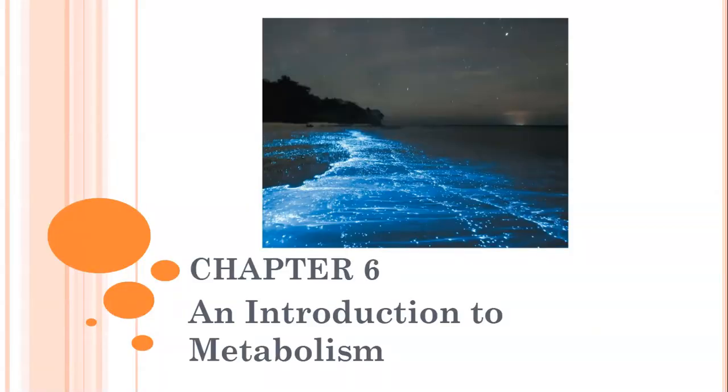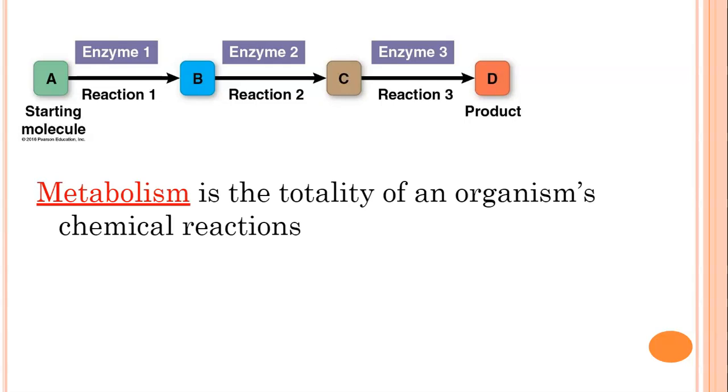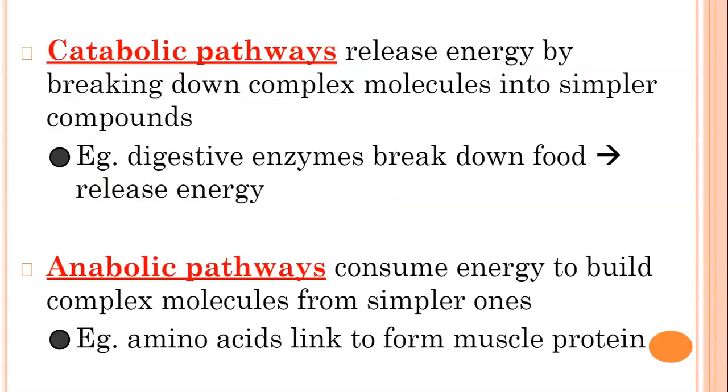Okay, so now we're going to break down into metabolism. And this is going to include both cellular respiration and photosynthesis. I just kind of talked about how pathways result from multiple reactions and multiple enzymes. Metabolism as a word just means all of an organism's chemical reactions, whether it's building things or breaking them down.